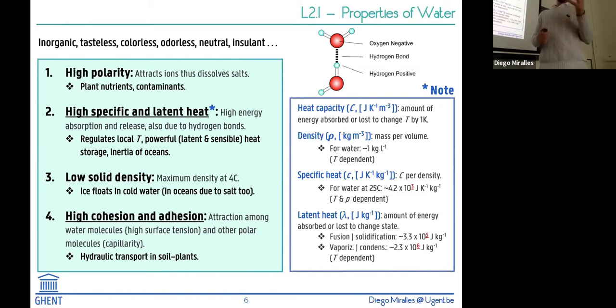And the last and most important thing that I wanted to mention has to do with the high specific heat and high latent heat of water. So what does that mean? It means that water takes a lot of energy to vaporize. It means that water takes a lot of energy to increase its temperature, right? So much more than most of the materials we have on Earth, right?